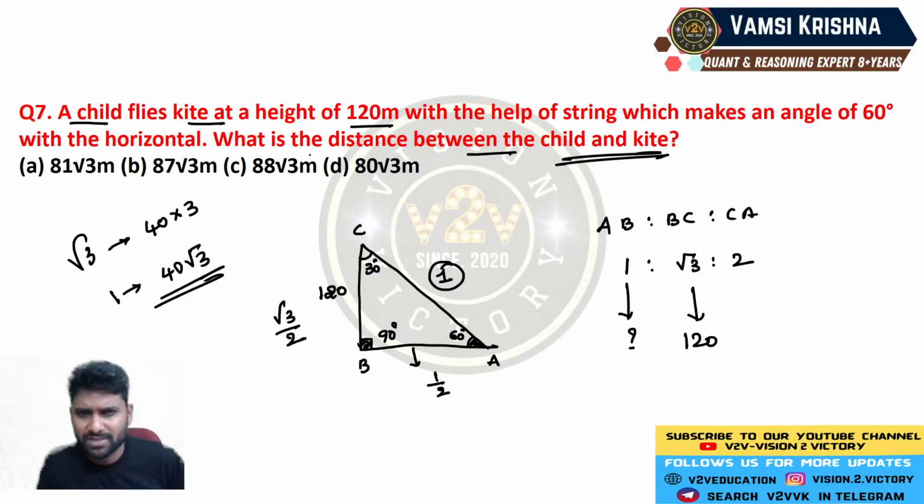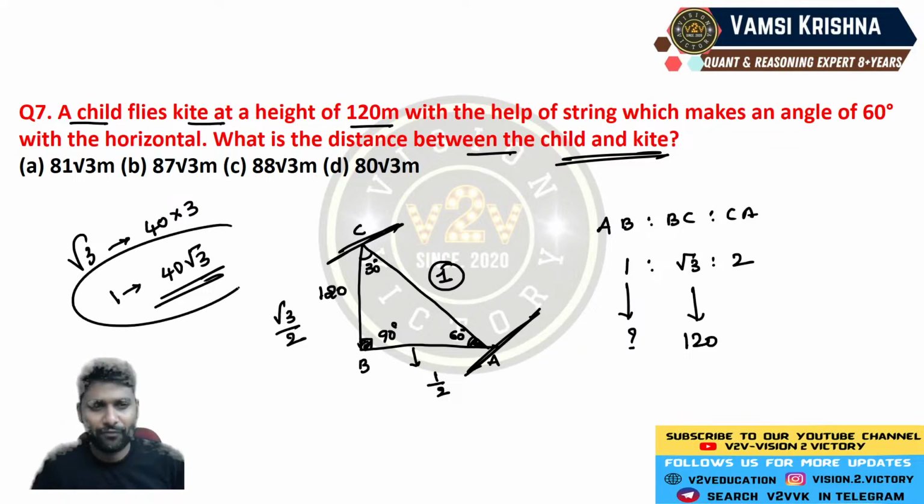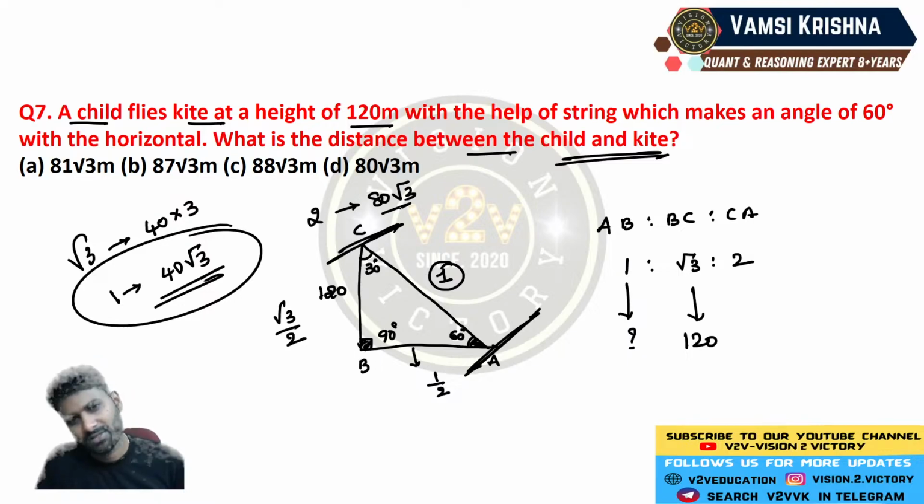What is the question here? What is the distance between the child and kite? Yes, see, we should identify what is the distance between child and kite. So we should identify what is the CA value. If one unit is 40 root 3, then 2 units become 80 root 3. That's your answer.